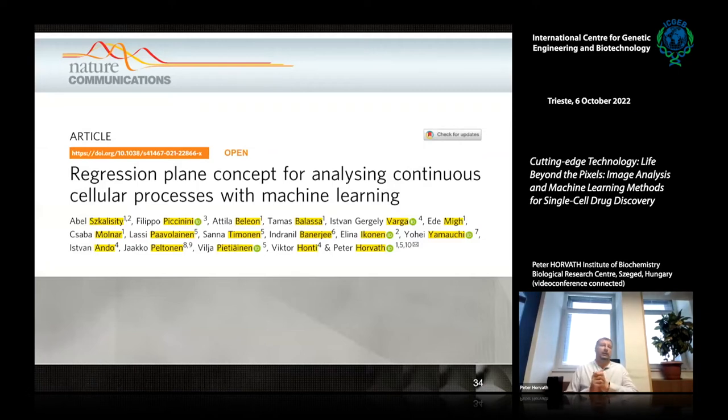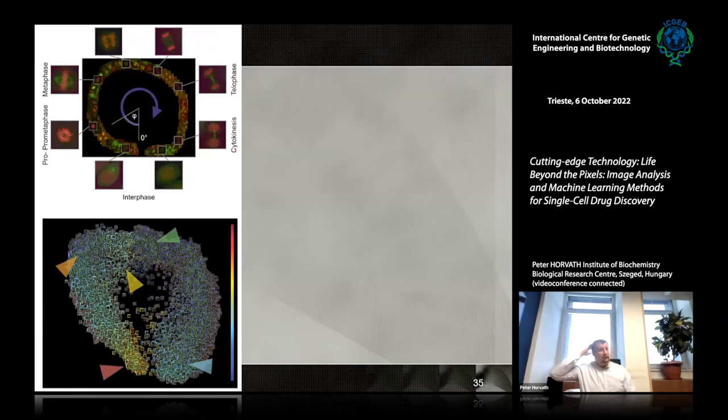And now going a little bit further, it's okay to say that cells are in certain stationary stages, like mitotic or cancer cell or healthy cell. But this is often not really true in biology, where cells are always in some sort of transition from one stationary stage to another one. And instead of using this classical classification to say this is type 1, 2, and 3, we can probably use some sort of more continuous measurement to decide on the phenotypes. So we created an idea called the regression plane concept.